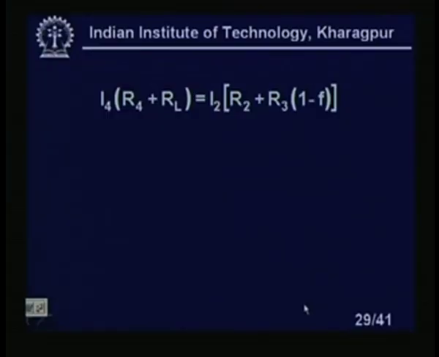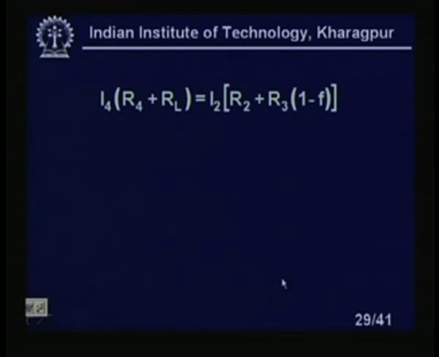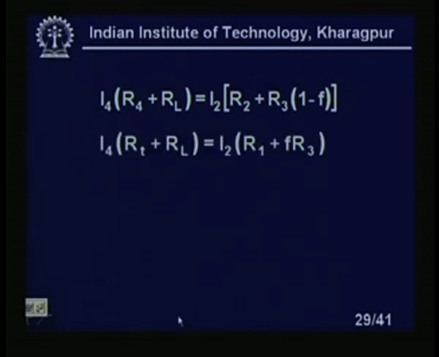Now, we rewrite the bridge balance equations for the three-wire method when we take the resistance of the lead wires into account. Previously we have not considered the resistance of the lead wires; we assume that each lead wire has a resistance of RL. So, it will be I4 (R4 + RL) = I2 (R2 + R3(1 - F)), and I4 (RT + RL) = I2 (R1 + F R3).